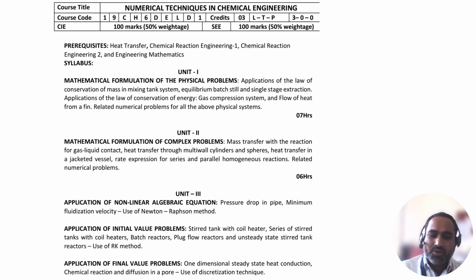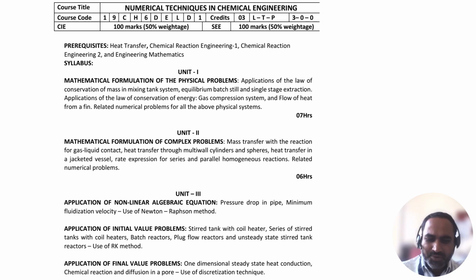When we finally write these laws of conservation of mass and energy equations, it will end up with mathematical equations. Those mathematical equations are what we are discussing in unit 1. For example, in this unit we are considering a single stage extraction process and a mixing process. For these two systems we are writing the material balance and trying to obtain one mathematical equation. How to solve that mathematical equation is the secondary step. First we should be able to write the law of conservation of mass and energy balances. That is what we are going to study in unit 1.